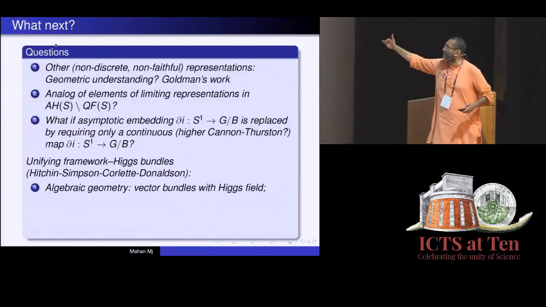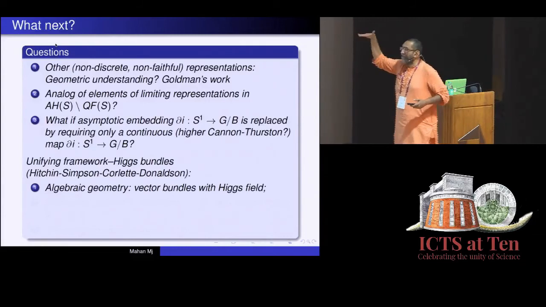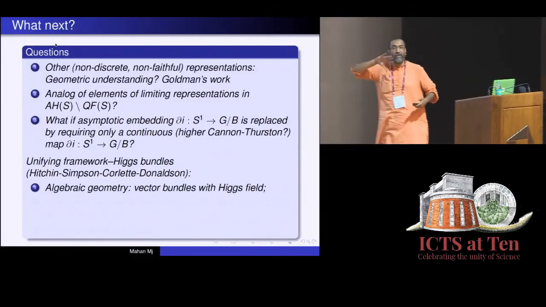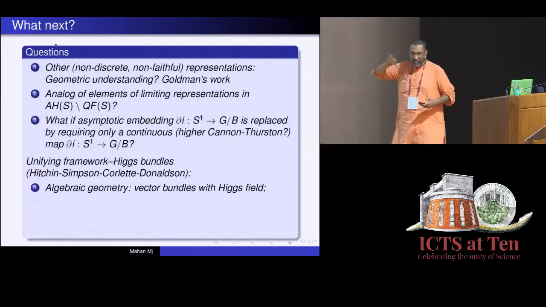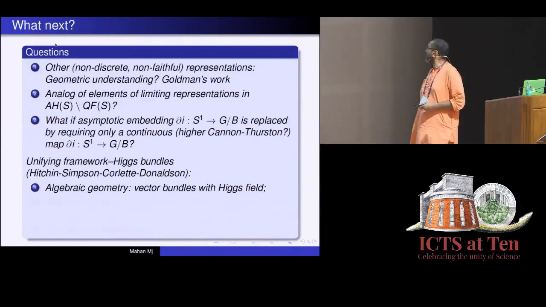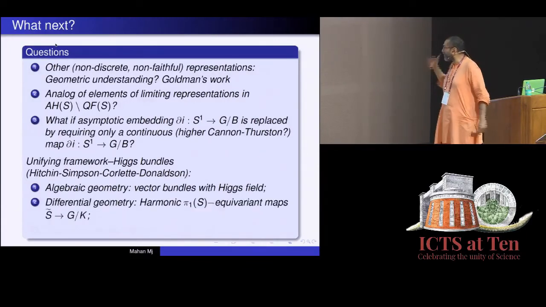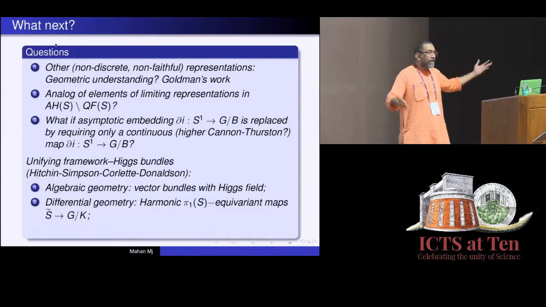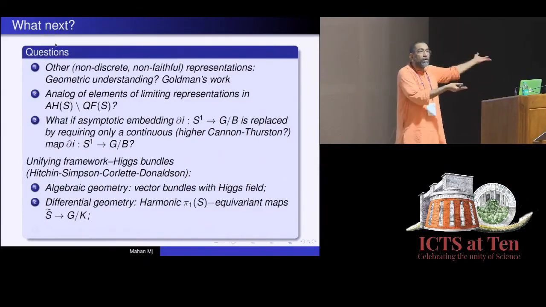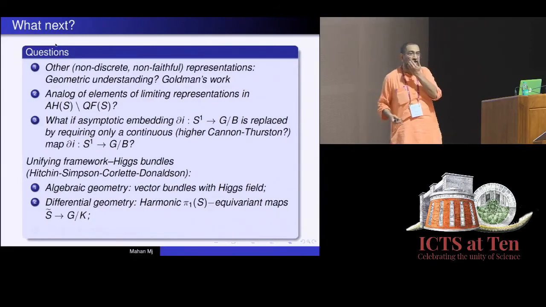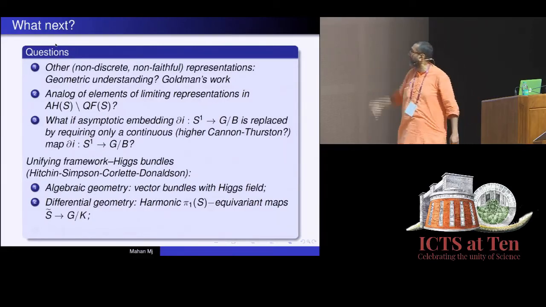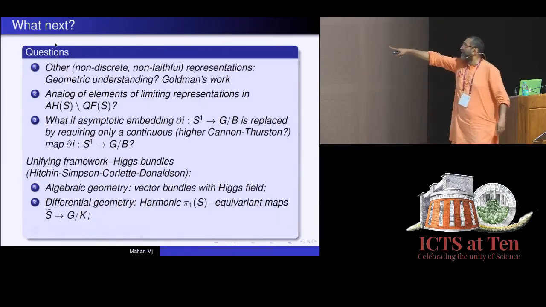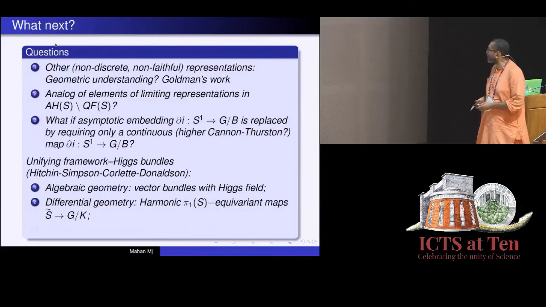There's an algebraic geometric approach to this, which are vector bundles on Riemann surfaces equipped with certain fields, called the Higgs fields. You have the differential geometric approach to it, which basically says that you look at energy minimizers from the hyperbolic plane into hyperbolic free space, into the symmetric space G mod K. So these are harmonic maps which are equivariant under the action of the surface group.